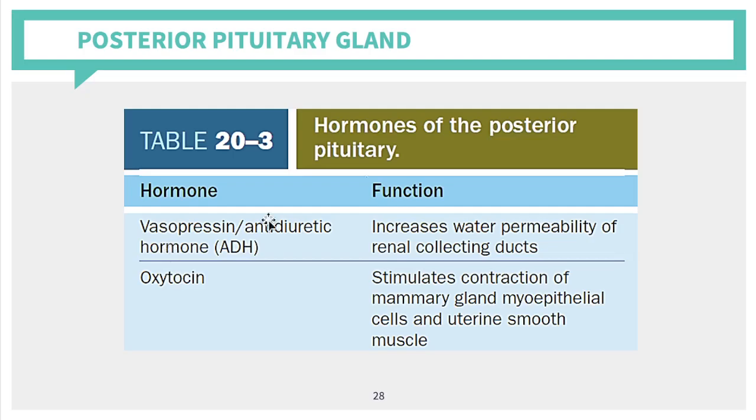So these are now the different hormones of the posterior gland, not synthesized but rather stored only. Antidiuretic hormone, your vasopressin or your ADH, and your oxytocin. Your antidiuretic hormone increases water permeability of your renal collecting ducts, while your oxytocin will stimulate the contraction of your mammary gland myoepithelial cells and uterine smooth muscle. Okay?